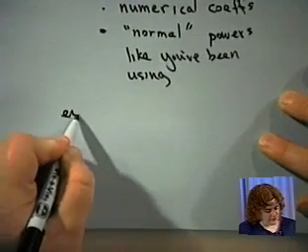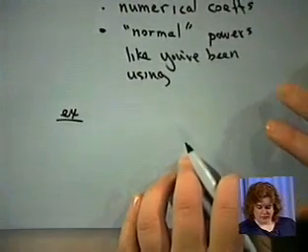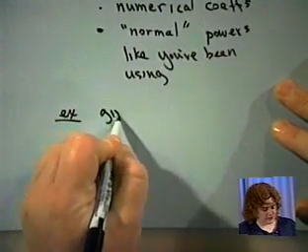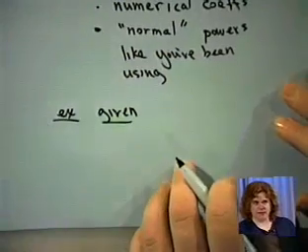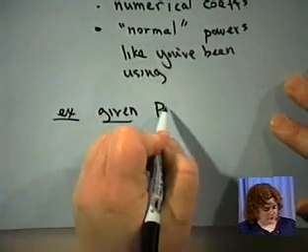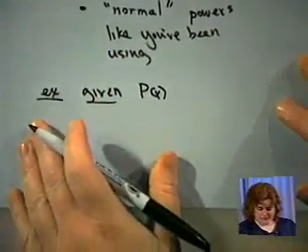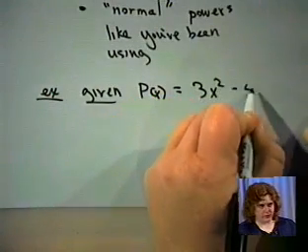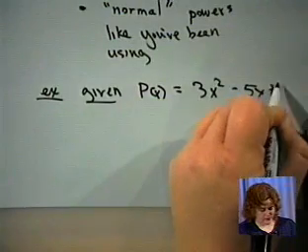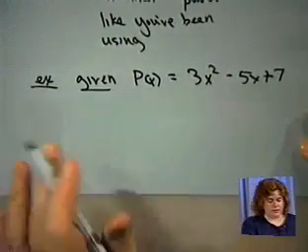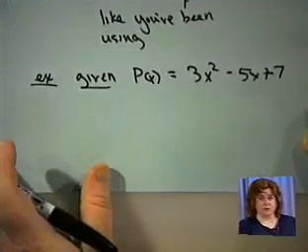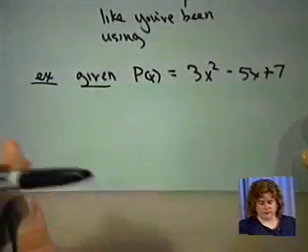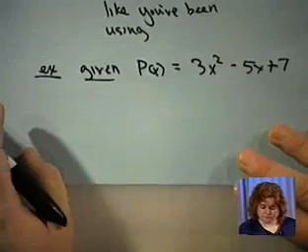Let's take an example and evaluate a function. Let's suppose you are given, and sometimes books will write given, p of x equals 3x squared minus 5x plus 7. We've got one variable. It looks pretty normal, like the polynomials we've been dealing with, but now we have a relationship between y and x, p of x.